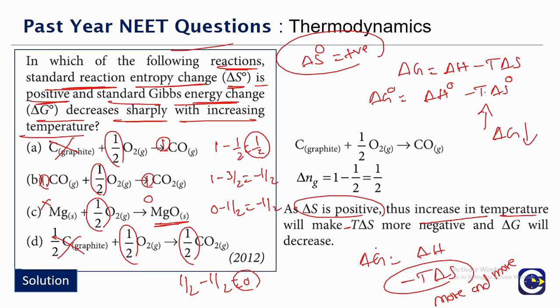So what is the answer for this? Only one of these options has delta S coming as positive. How are we finding delta S coming as positive? Whichever reaction gives a positive change in the number of gaseous moles, we are going to have the entropy change also positive. So what is the answer for this one? Option A is the answer.